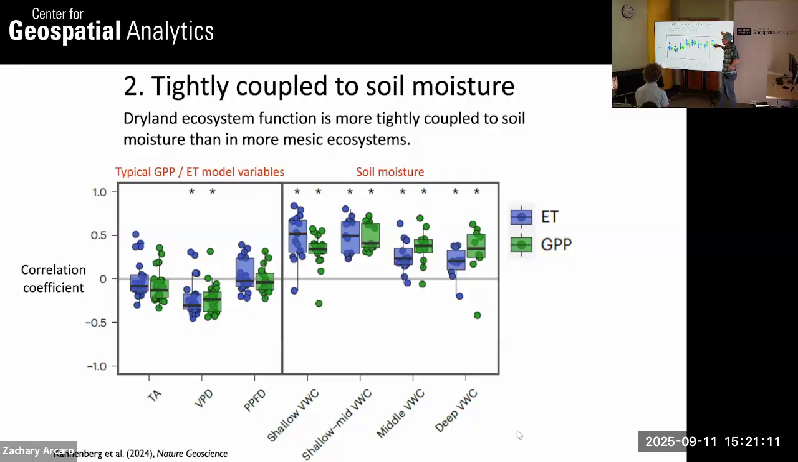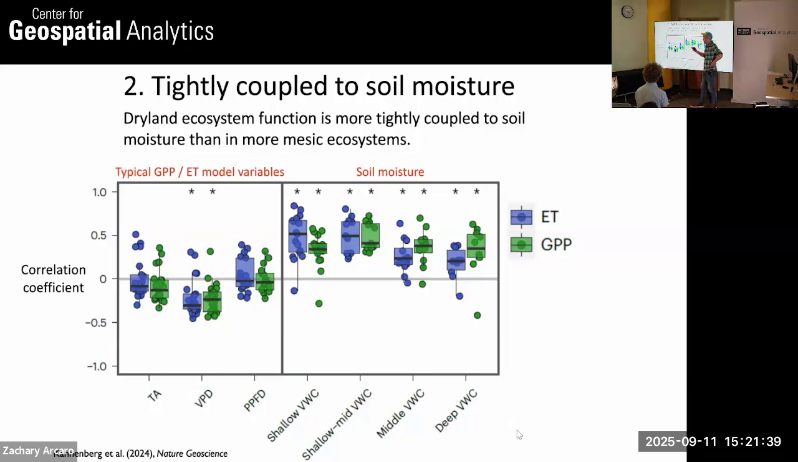So what we're showing here is the correlation between GPP, gross primary production, in green, evapotranspiration in blue, and a few different driver variables that are commonly used in remotely sensed models. The ones that are most often used in these models are air temperature, vapor pressure deficit, and PPFD, which is basically the sunlight that plants are able to use. That makes sense. You can't get photosynthesis without light.